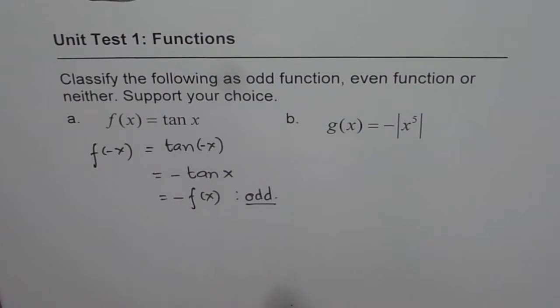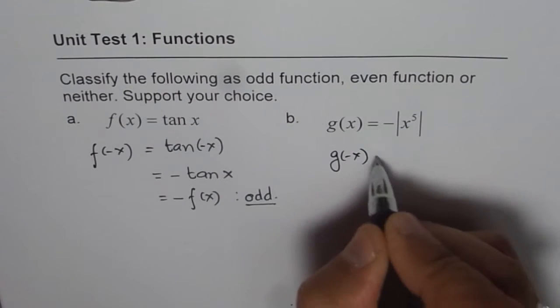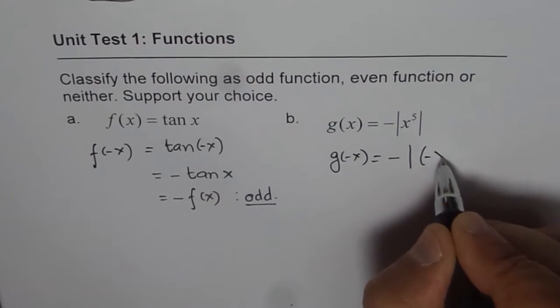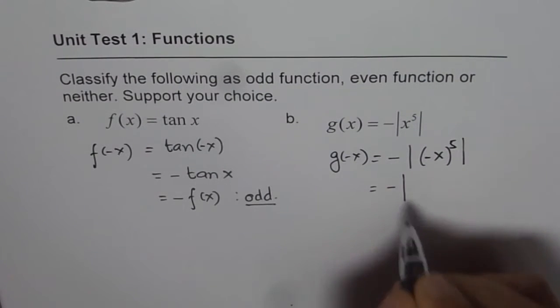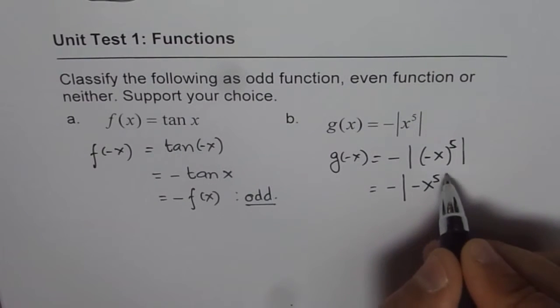How about the second one? Okay, let's find g of minus x. So we replace x with minus x inside the absolute value, giving minus of absolute value of minus x to the power of 5. Now we have minus outside. Minus to the power of 5 will give us minus x to the power of 5.